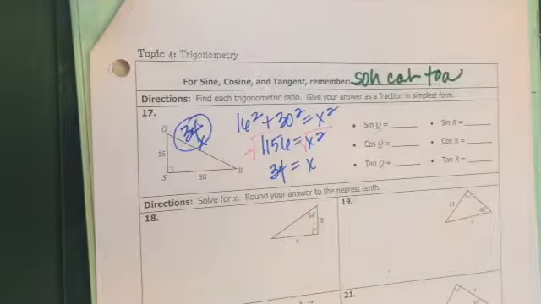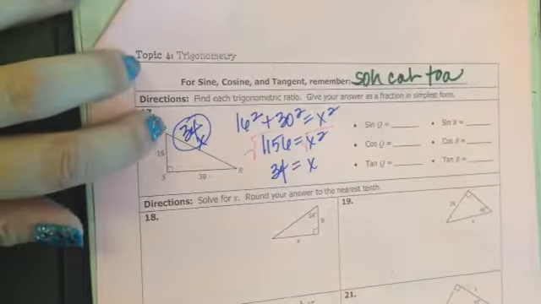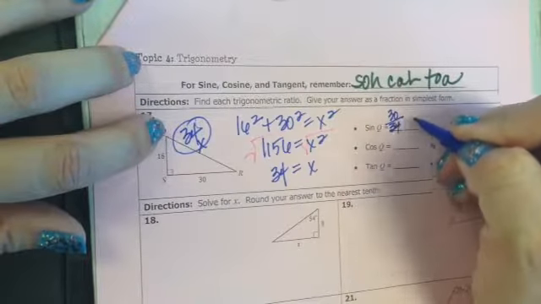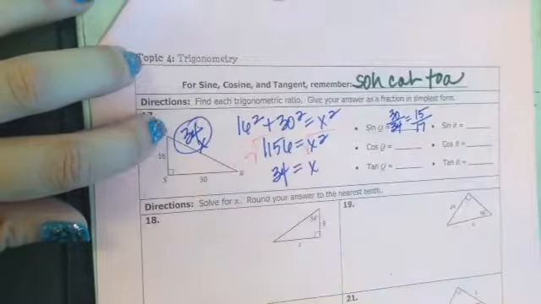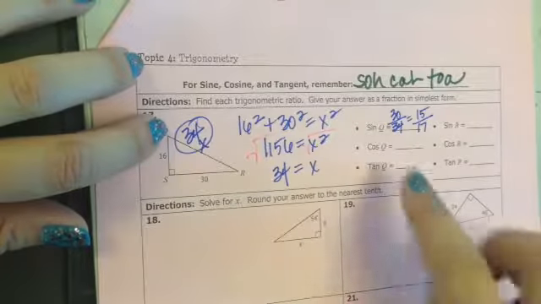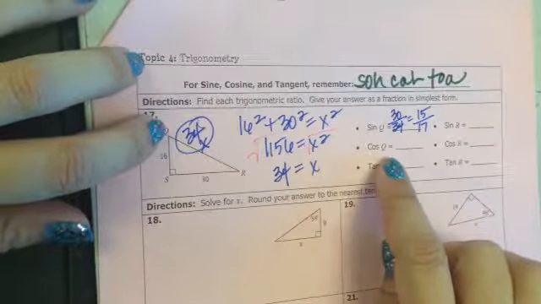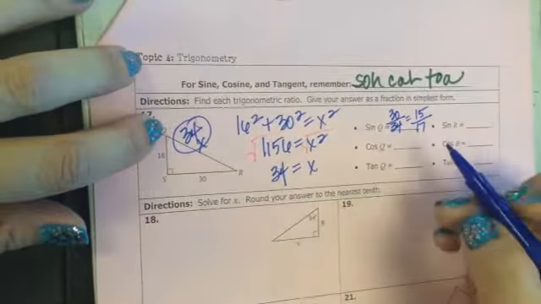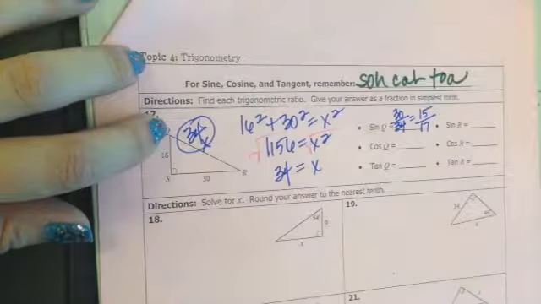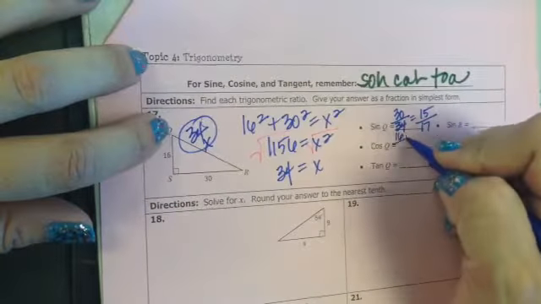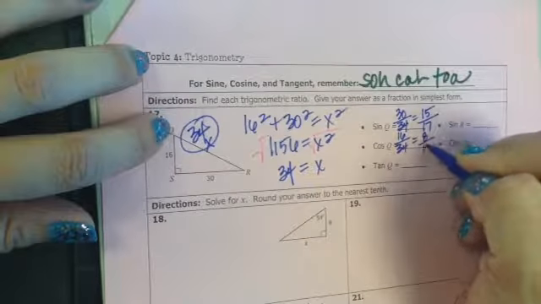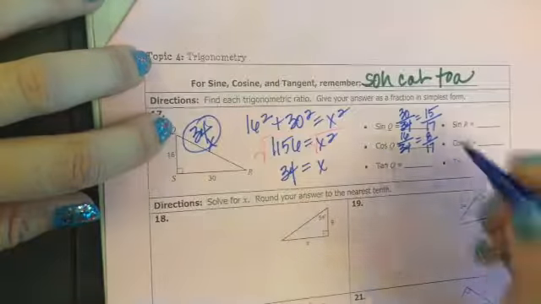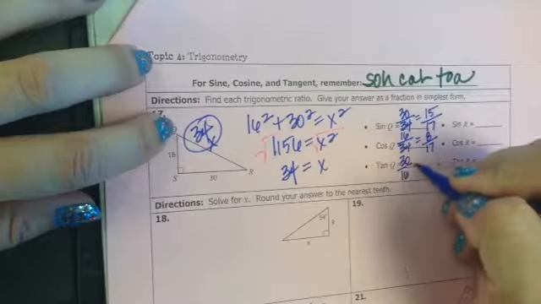I want you to use it. So the sine of angle Q is going to be opposite over hypotenuse. You can reduce this. What would this be? 15/17, I believe. Cosine, you can try. Cosine of Q, adjacent over hypotenuse, 16 over 34, 8/17. Tangent of Q, tangent is opposite over adjacent, 30 over 16, 15/8.